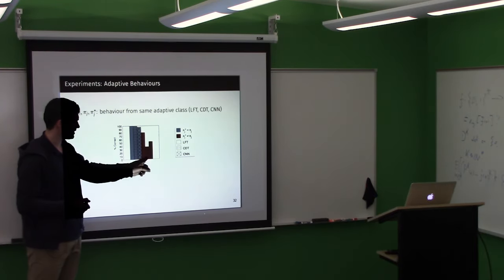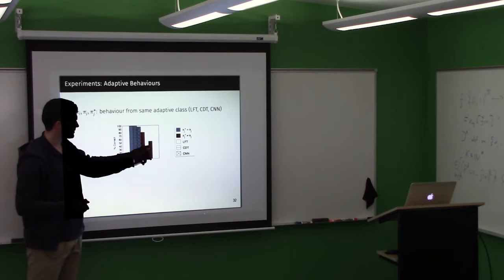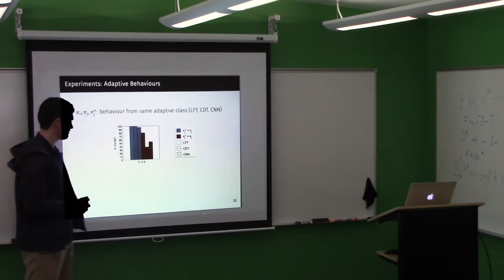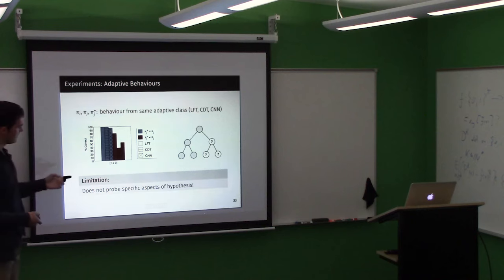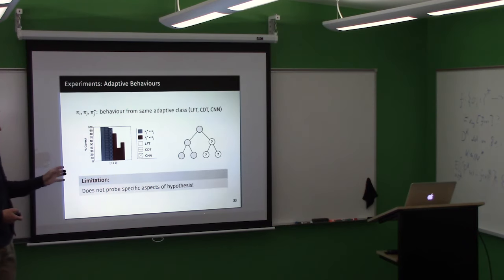And in particular for this bar, which corresponds to the co-evolved decision trees. What this does is, this shows you an important limitation of the testing method, which is that we only make decisions passively based on data that is provided to us by some external process. So in other words, this testing method does not probe specific aspects of the hypothesis.